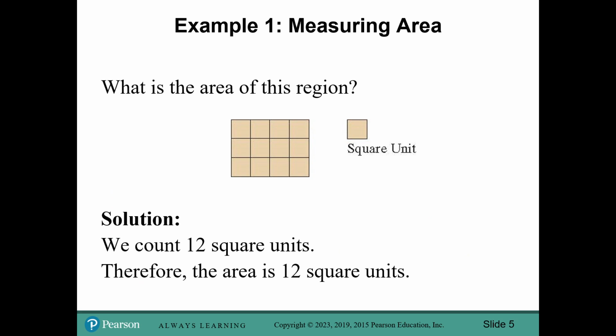Now let's measure area. What is the area of this region using the square units? Okay, remember each one of those square units is 1 square unit. All we have to do to find the area of this region is to count the number of squares within this region. So here I have 1, 2, 3, 4, 5, 6, 7, 8, 9, 10, 11, 12. We count 12 square units within this region. Therefore, the area is 12 square units. What we could also instead do is say, okay, this is a 3 unit by 4 unit region. 3 times 4 is 12.